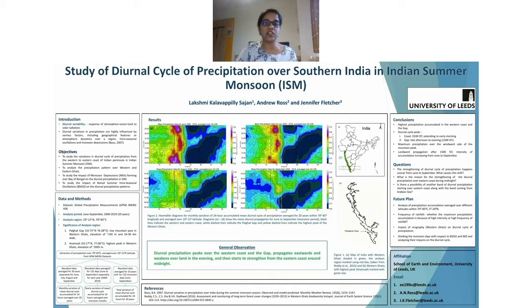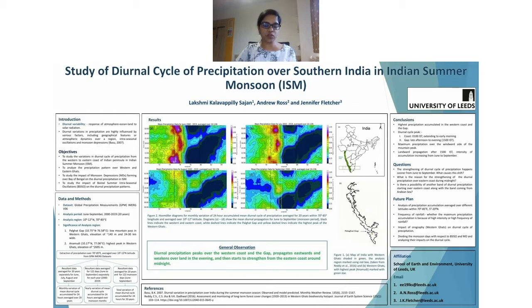The black lines in figure 2 indicate the western and the eastern coast, the white dashed line indicates the gap, and the yellow dashed line indicates the highest peak. So it is seen that the diurnal cycle peaks along the western coast during night and early morning, and over the gap during the afternoon. The diurnal cycle is propagating east towards land, but the strength weakens once it crosses the highest peak. So by midnight, over the eastern coast, the diurnal cycle is strengthening again.